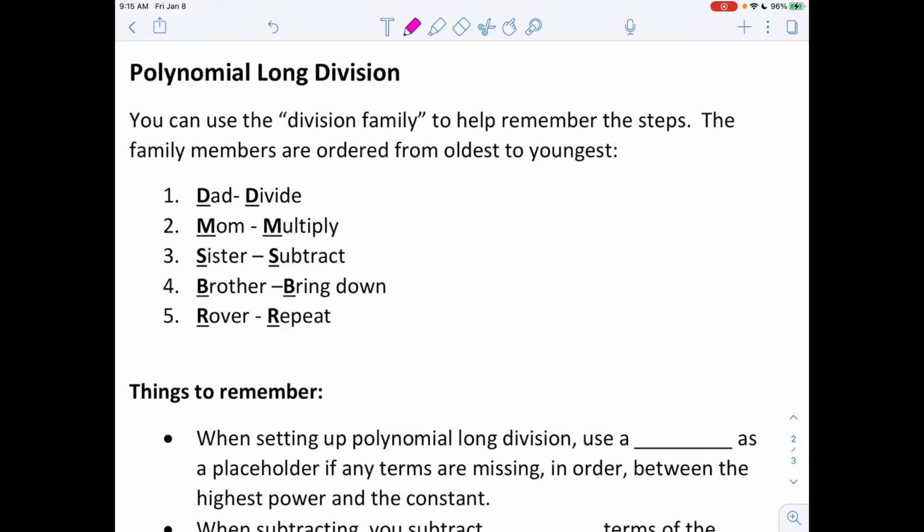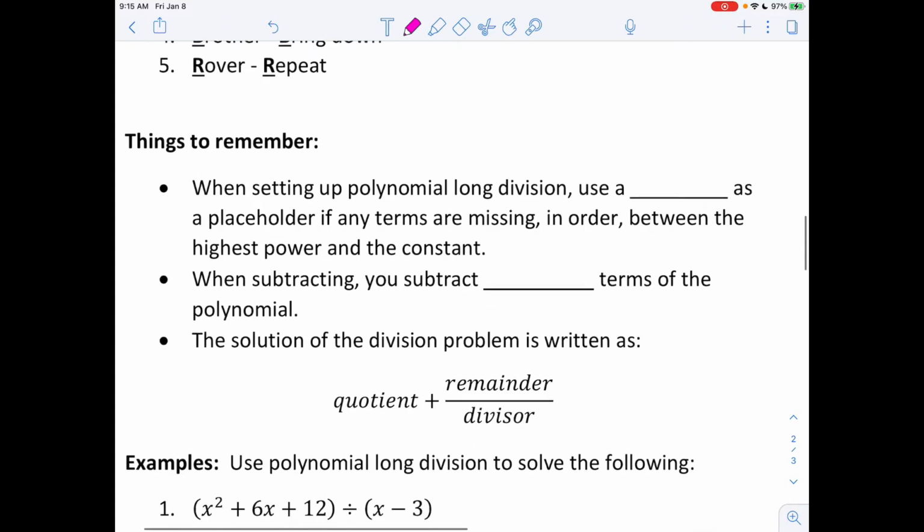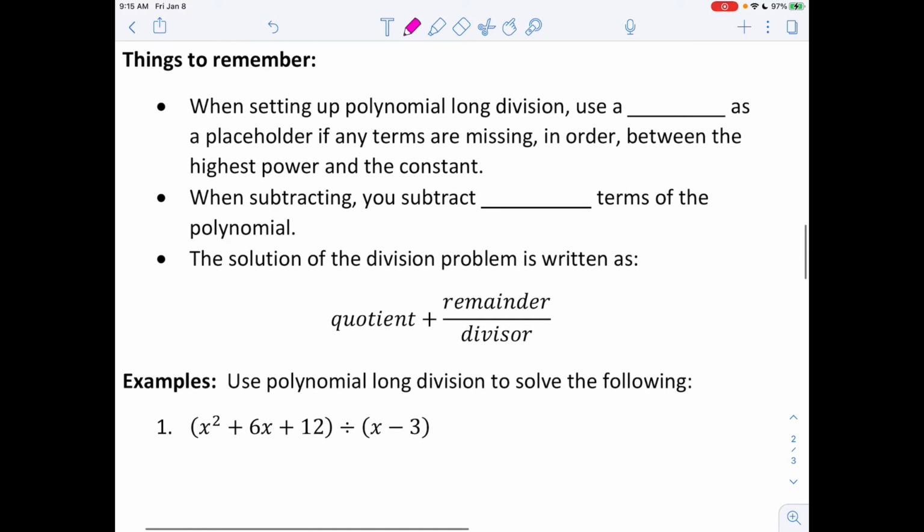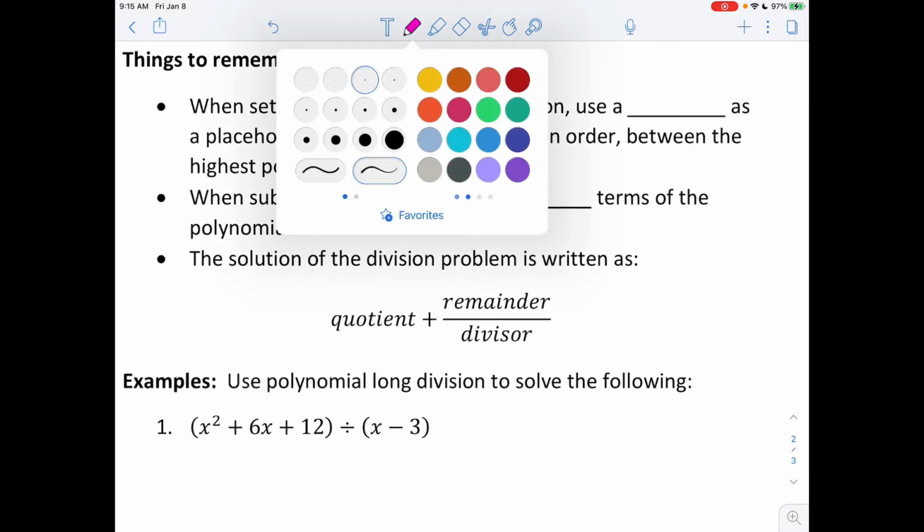We have an older sister, so sister for subtract, and then a bratty little brother. So brother is B for bring down, and then they have a dog named Rover. So Rover means repeat. Some other things that you want to remember, and these will make more sense as I refer to them while we actually do the problems.